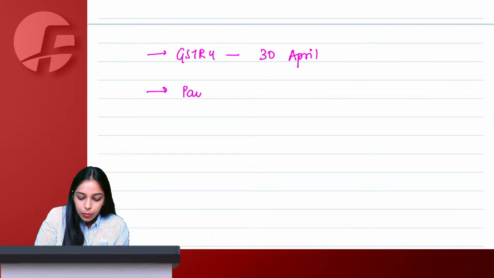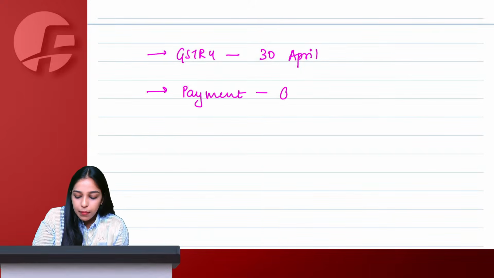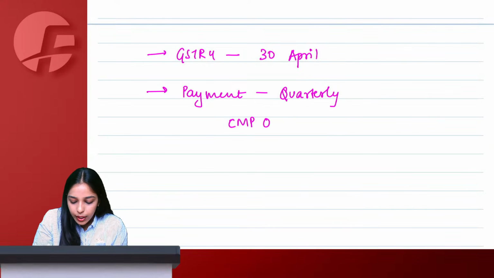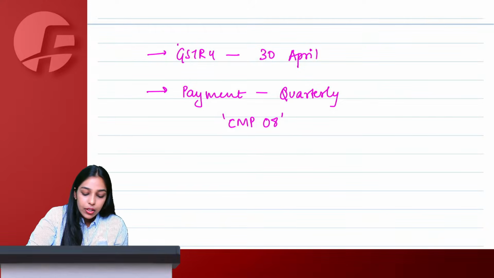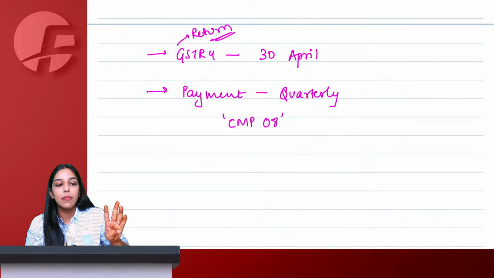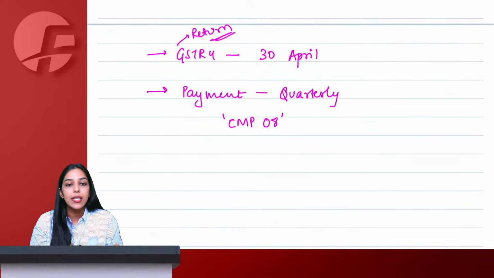But payment you have to make on a quarterly basis. Payment you have to make on a quarterly basis under CMP 08. So you will file a form named CMP 08. It is not a return. The return is only one, which is GSTR 4. But payment you will have to make 4 times a year, quarterly payments under CMP 08.